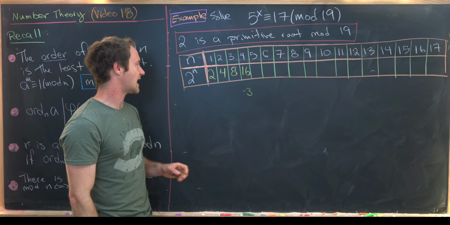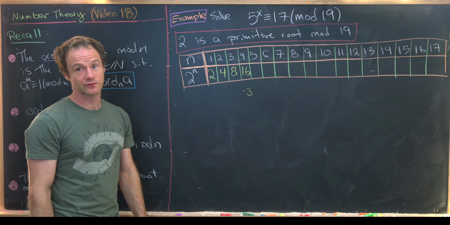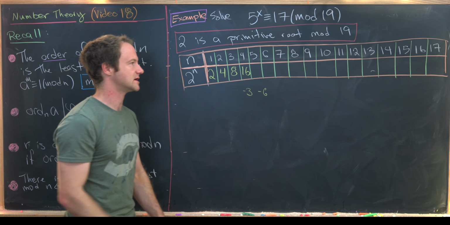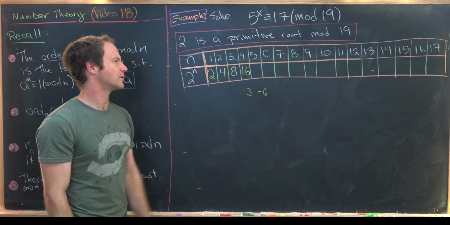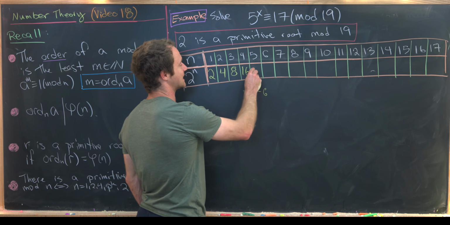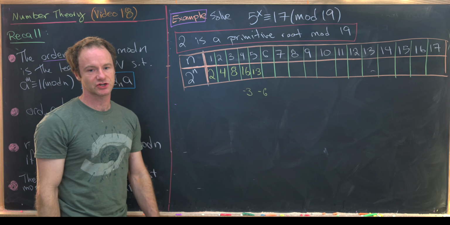Then 2 to the 5 will be 2 times negative 3, that'll be negative 6. So I'll put the negative 6 down here. But in this spot, we really want to write the positive residue. But we add 19 to negative 6 and we get positive 13. So that's the one that we'll keep officially.